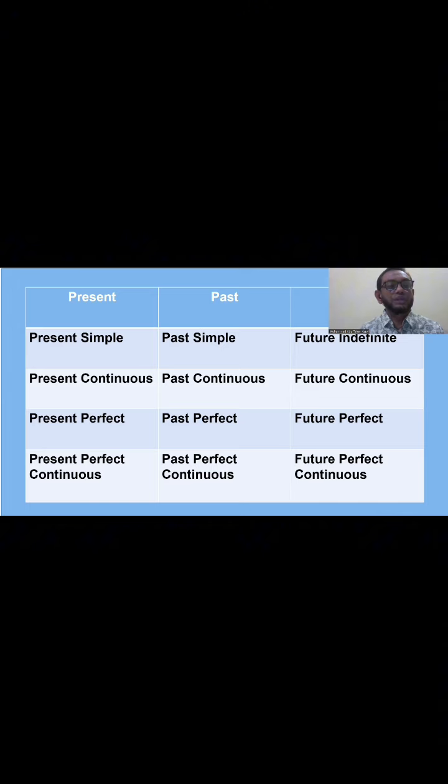As you can see on the screen, the present tense is divided into four categories. Number one is present simple, two, present continuous, present perfect, present perfect continuous. And past is divided again into four kinds: past simple, past continuous, past perfect, past perfect continuous. And future can be divided into four categories: future indefinite or future simple, future continuous, future perfect, future perfect continuous. Okay, fine.